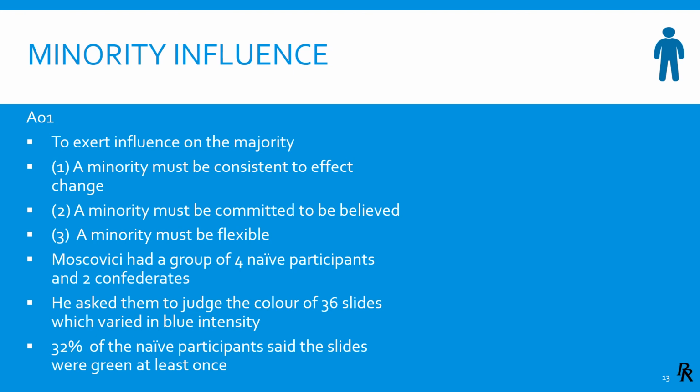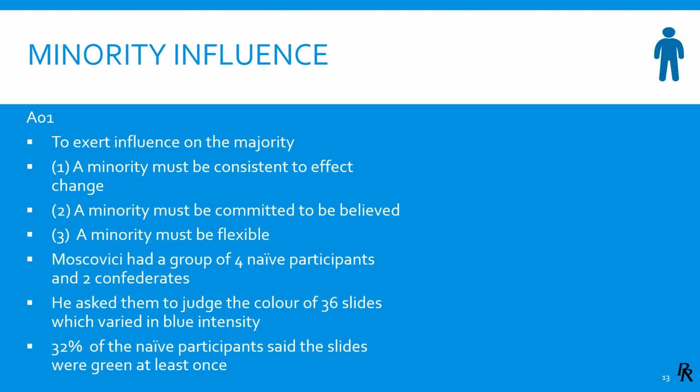Moscovici studied the effects of minority influence. His aim was to examine the effects of a consistent minority on the majority using an unambiguous task. Groups of 4 naive participants and 2 confederates were asked to estimate the color of 36 slides. All the slides were blue, but the brightness was varied by adding filters. In one condition, the 2 confederates called the slides green on all the trials in the hearing of the naive participants. In another condition, the minority varied the consistency of their responses. The control group was not exposed to the minority.